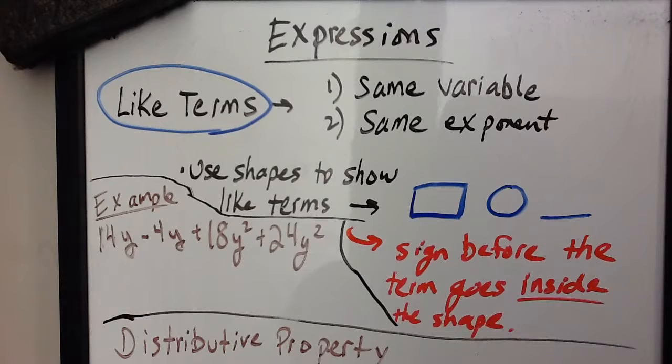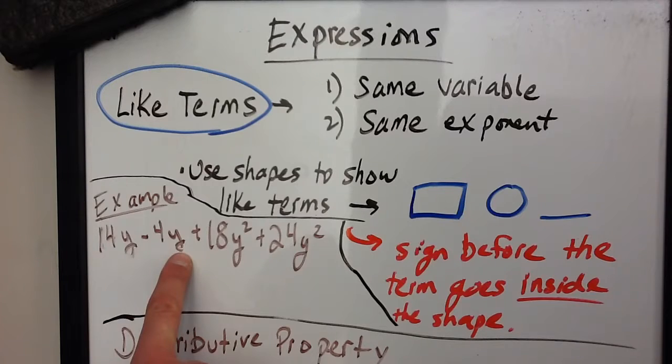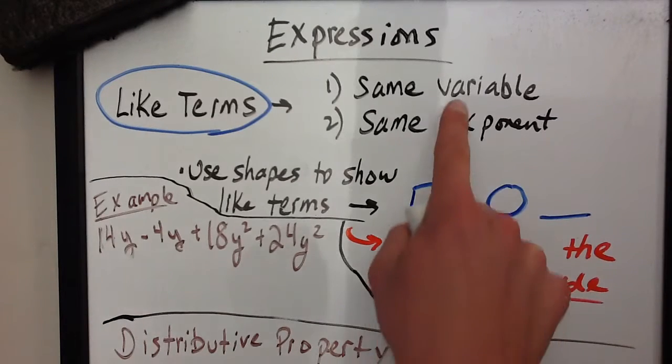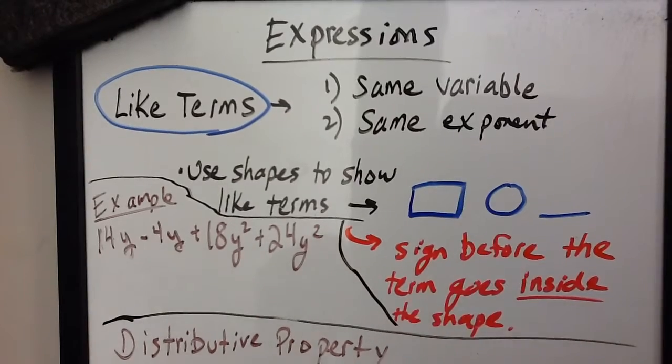All four of these terms have a variable y. Here the exponent is 1, because if you don't see the exponent, remember the exponent is 1. So this is y to the first, this is y to the first, this is y squared, this is y squared. So 18y squared and 24y squared would be like terms because they have the same variable y and the same exponent, which is 2.